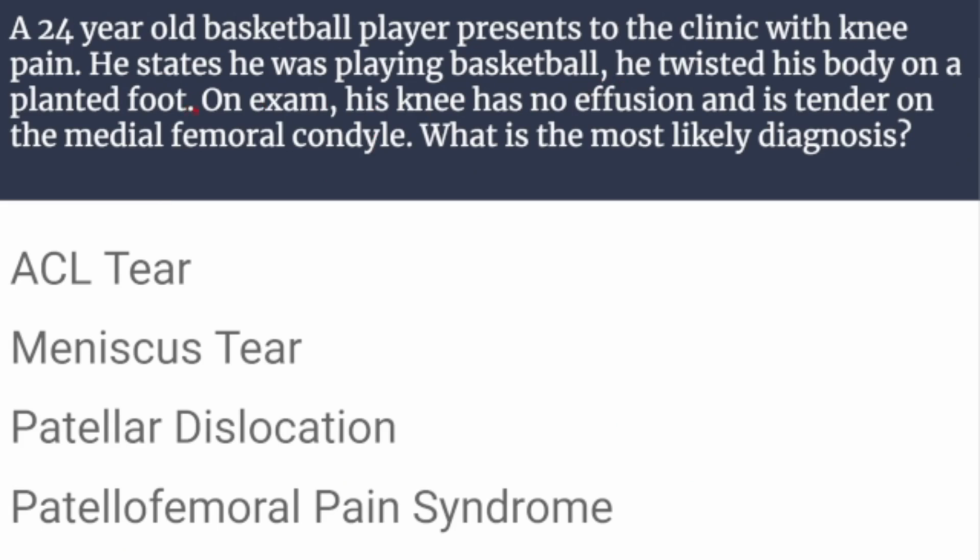This same basketball player now presents to the clinic from basketball. He twisted his body on a planted foot. On exam, he has no effusion and is tender along the medial femoral condyle. This patient likely suffered a patellar subluxation or dislocation.